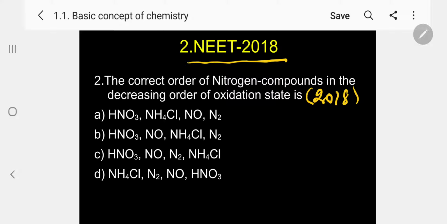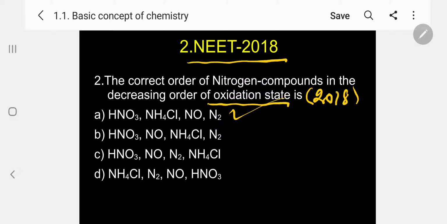Options given: the correct order of nitrogen compounds in the decreasing order of oxidation state. Please follow. For that, you must know what oxidation state is and how to determine it. Then only you can find out which has the higher oxidation state and which has the lower among the four. There are 4 examples given: nitric acid, ammonium chloride, NO, N2.